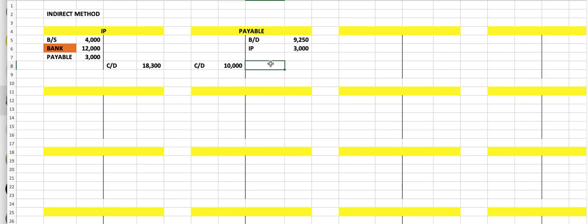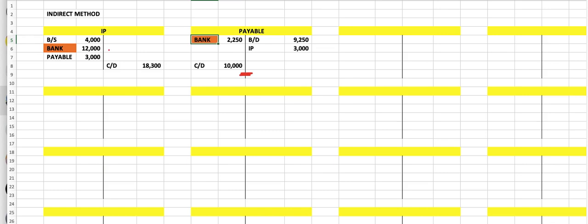So what you do is you need to make sure that your account is closed. So try to balance off the account. Okay, for the payable, 9250 plus 3,000 minus 10,000. So 2250 here. So what is this 2250? This is actually a payment that you make to your payable. Okay, so this one is bank. So this account is settled. Okay, settled, closed. Okay, now we check IP.